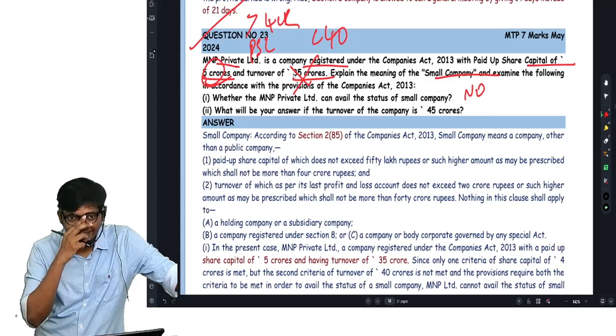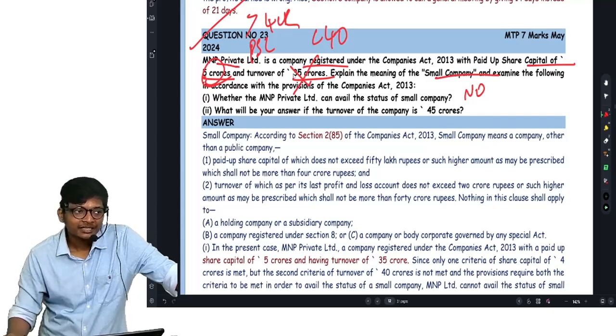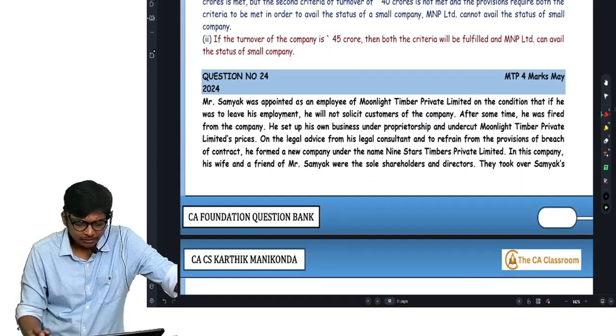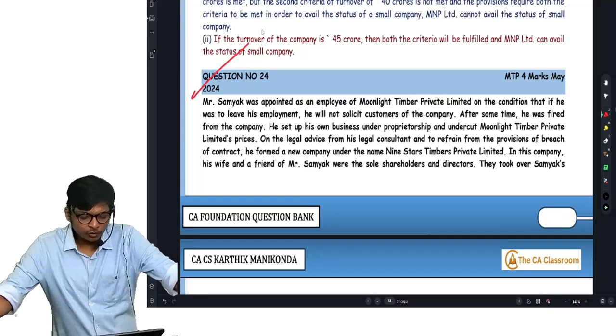Should any one be satisfied or no? Both should be satisfied. Next, question number 24.